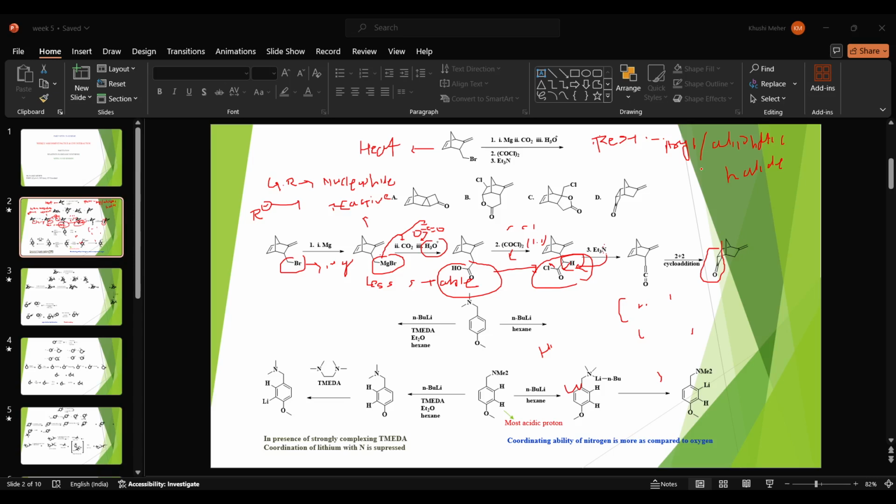Suppose if it contains a chiral center also, suppose this phenyl group is above, you will get a chiral ketone, and you will get a chiral ester also, with what we call retention of stereochemistry throughout the reaction.